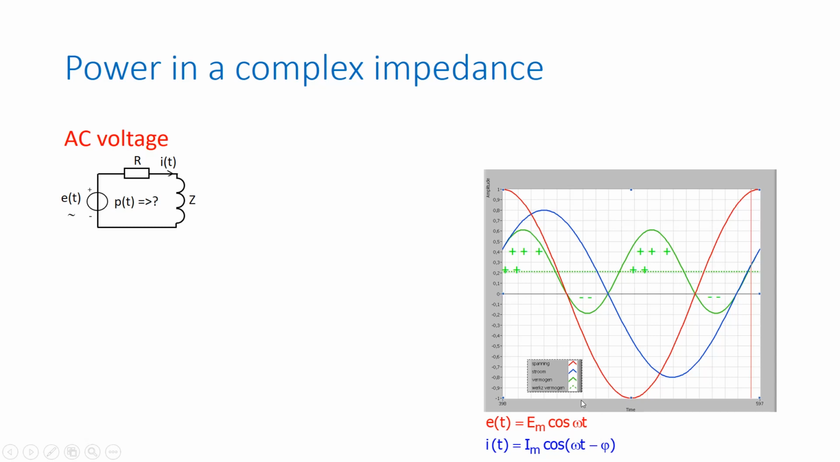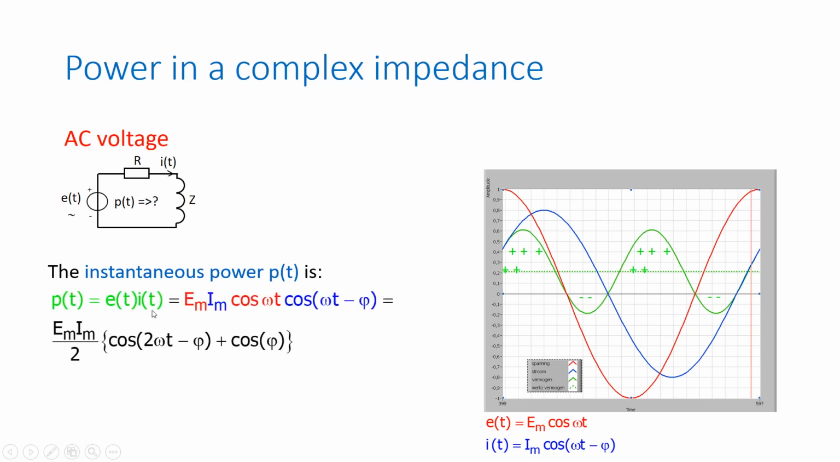We expressed the voltage over here, we expressed the current over here. Now let's calculate the instantaneous power, P as a function of t, by multiplying the voltage and the current, and then we get P of t, which is equal to the amplitude of the voltage times the amplitude of the current, times cosine omega t, times the cosine of omega t minus the angle phi, which equals Em times Im divided by 2 times the cosine of 2 omega t minus phi plus the cosine of phi.